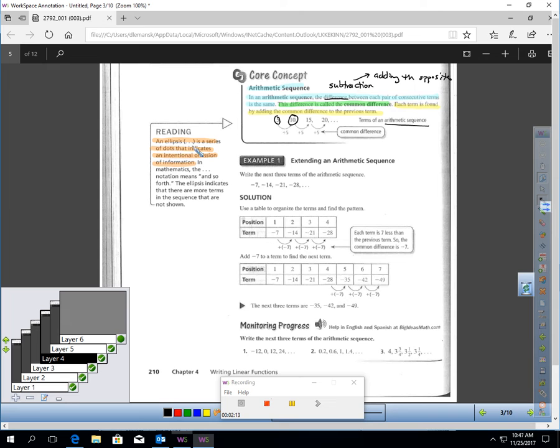An ellipsis, the dot, dot, dot that you see here, is a series of dots that indicates an intentional omission of information. Now, in mathematics, the dot, dot, dot means and so forth. It means that there are more terms in the sequence that aren't shown.